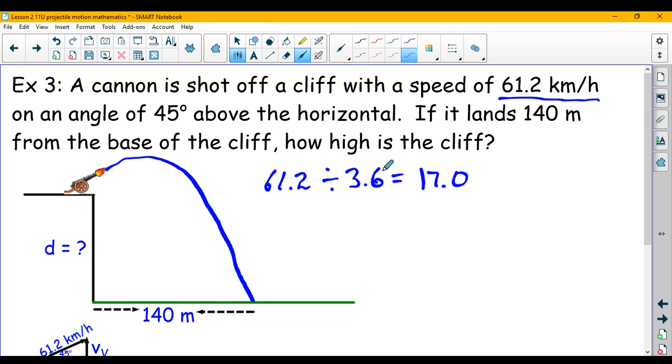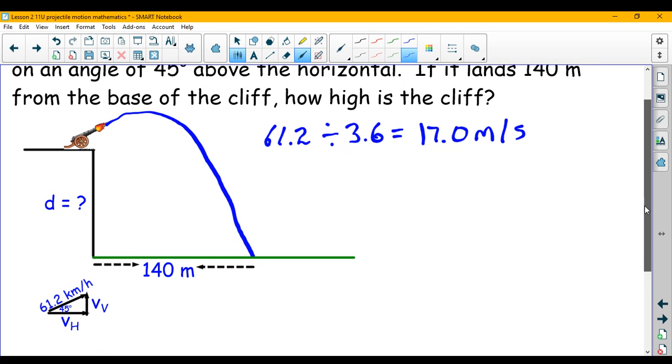17.0. Now remember, this is not a rounded number. It's an exact number. It's a perfect number. So I can keep as many digits as I want. I'm going to keep those 3 just for accuracy. So this is my velocity. But that's the velocity on the angle. So it's neither the vertical nor the horizontal velocity, right?